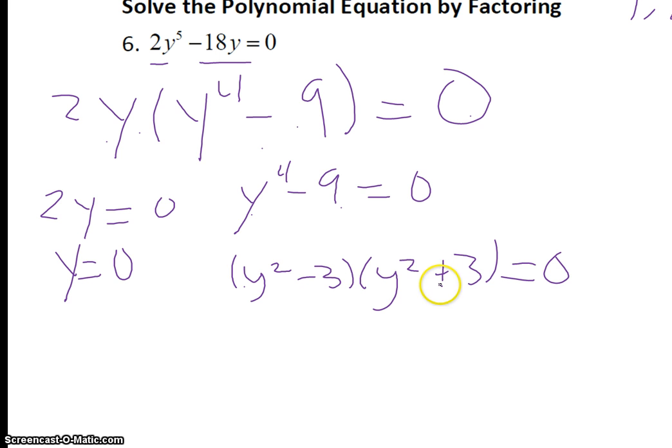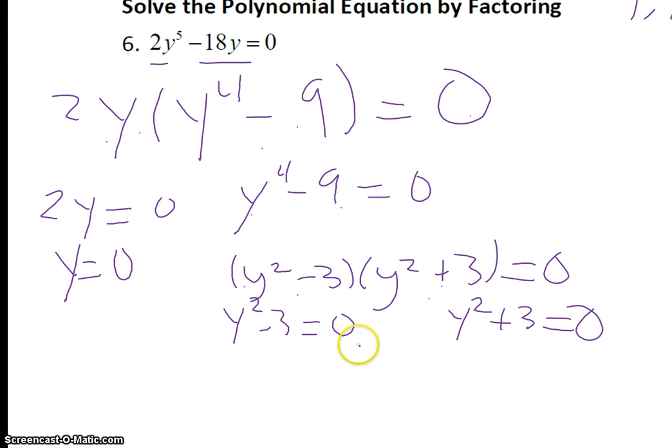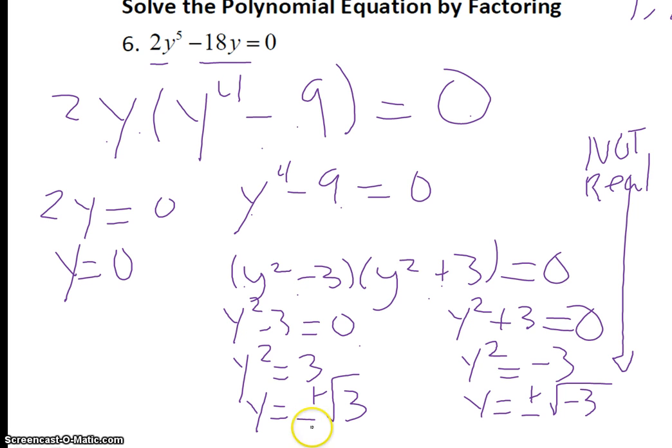So I factored it using the difference of squares formula, so now I can use the zero product property to separate and set each equal to 0. Then I can solve by adding 3 to the others, and then taking the square root of both sides. Remember plus or minus the square root of 3, and do the same thing to the other.